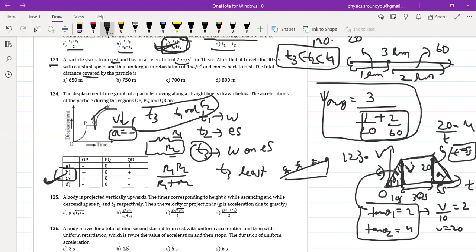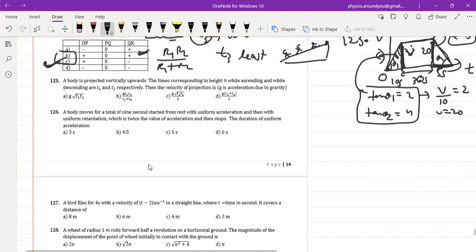So we got it. But you may argue even A and D have minus zero. How will we decide? Again, we draw tangents. You draw tangents over here. You get to see that slope is increasing, or velocity is increasing. That can happen only when acceleration is positive. So during OP, acceleration has to be positive. During QR, it has to be negative. So the right option should be option B.